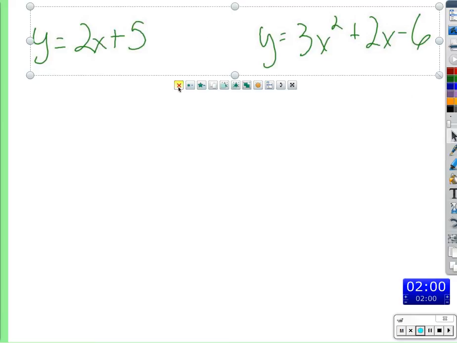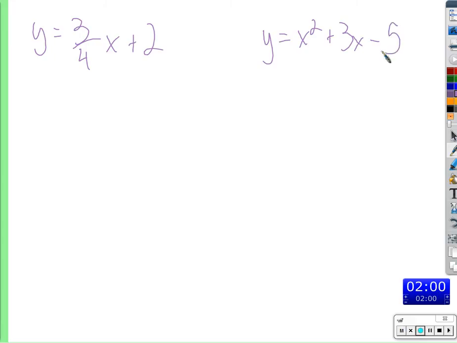I mean, they're not that much different, right? Not like you couldn't handle it. What did I give you? Y equals 3/4 x plus 2. Ooh, even better. And the other? Y equals x squared plus 3x minus 5. Okay, now we're good. And you got a fraction in yours because you were a little bit further along, and I wanted to challenge you to that.